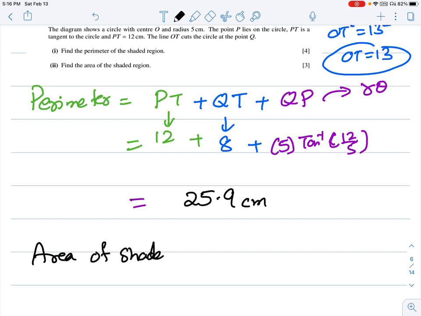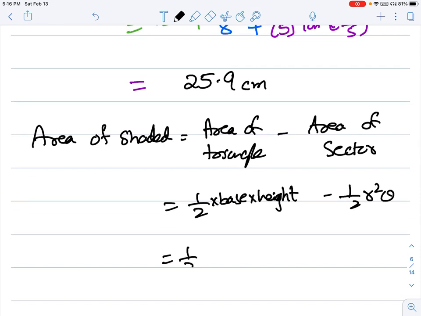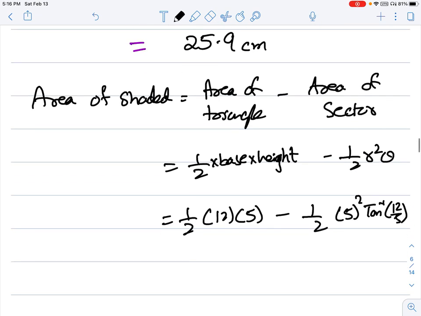Area of the shaded region is equal to area of the triangle minus area of the sector. So area of a triangle formula is half times base times height. Area of the sector formula is half r square theta. Half times base is 12, height is 5. Half times radius is 5 square, theta we just calculated, tan inverse 12 upon 5. Simplify this, directly writing the answer 15.3 square.